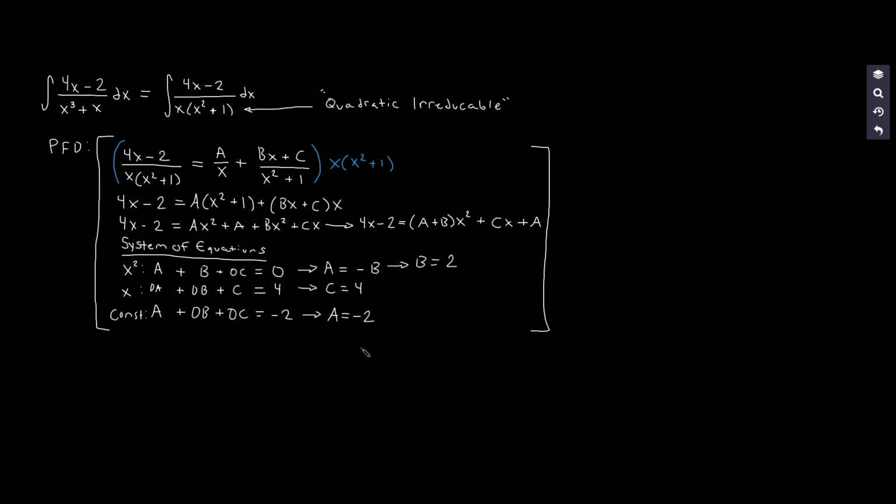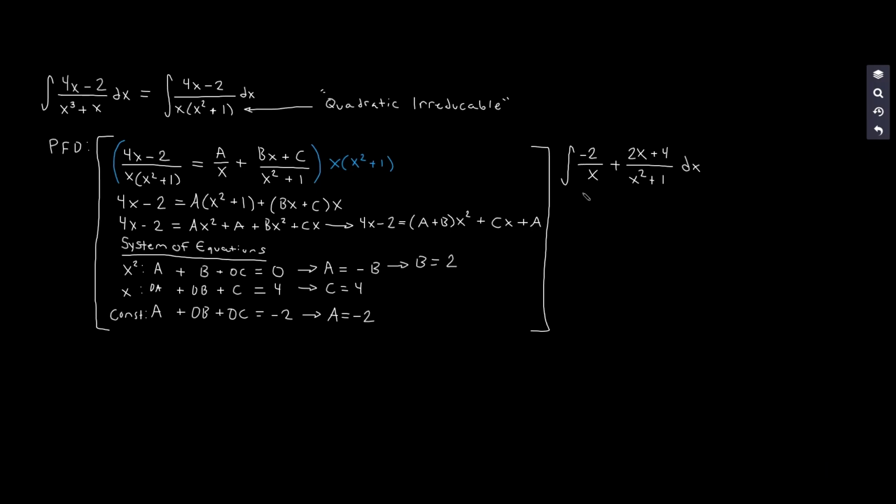That means that we could rewrite our integral. And I might as well rewrite it over here, right? So the integral, we're gonna plug in for a. So we got the indefinite integral of -2 over x plus, now we have to plug in for b and c. So that's gonna be 2x plus 4 over x squared plus 1, integration with respect to x.